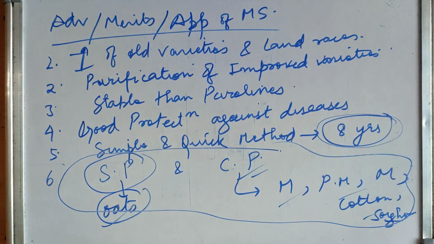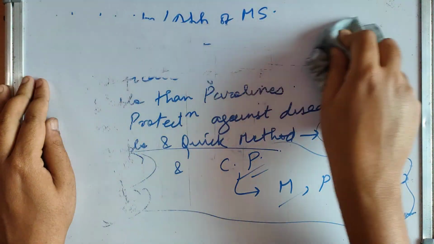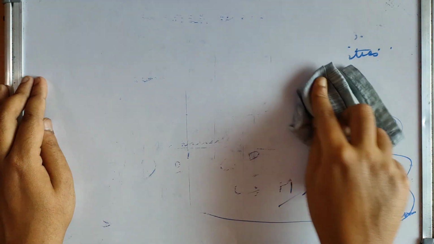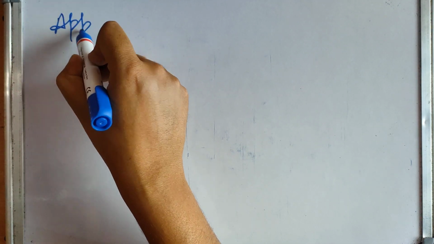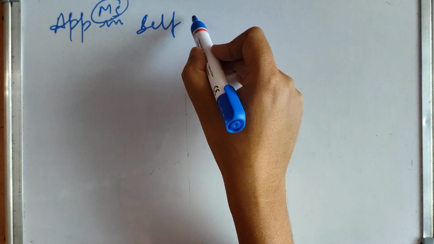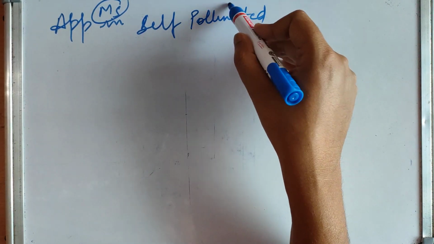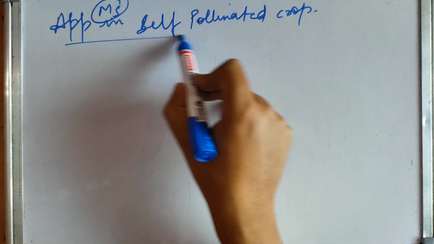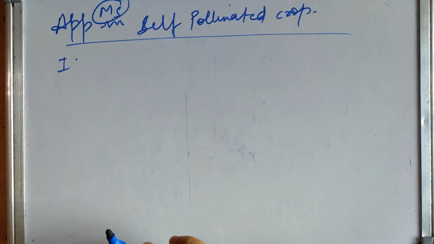Now moving on to the next topic, because this was asked in previous years, so it becomes important: applications of mass selection in self-pollinated crops. It majorly has two applications. The first is improvement of local varieties and the second is purification of existing pure line varieties. First we will see improvement of local varieties.